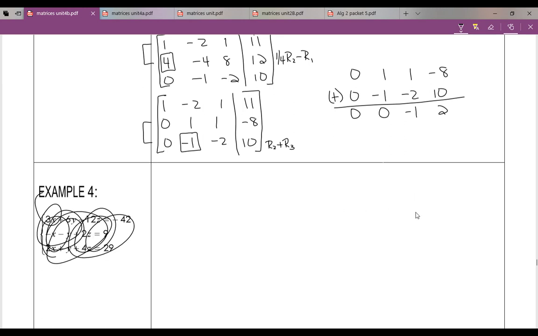What should I do to it before I actually put it back into the matrix? So negative 1, row 3. So when it's all said and done, top row, middle row is done. Bottom row would become 1 and negative 2.